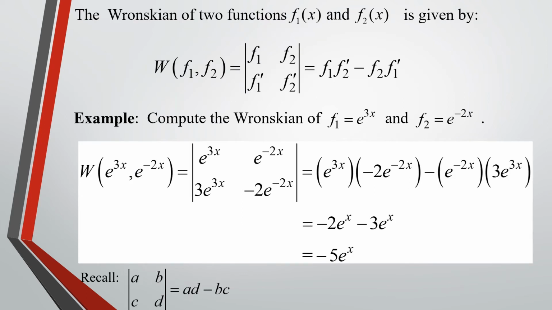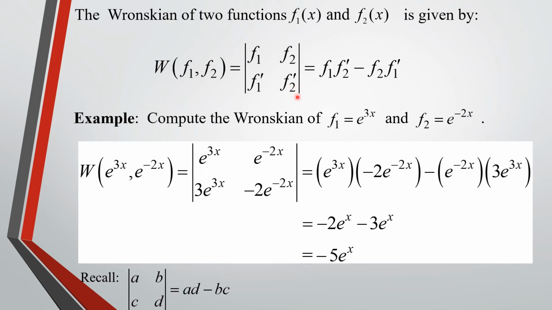For simplicity, let us focus only on 2 functions, f1 and f2. So how do we determine the Wronskian of f1 and f2? We denote it as W of f1, f2. Since there are only 2 functions, the determinant will be of size 2 by 2, 2 rows and 2 columns. The first row contains the functions f1 and f2. For the second row, you just have to differentiate each of the functions in the first row. So the entries in the second row are f1 prime and f2 prime.